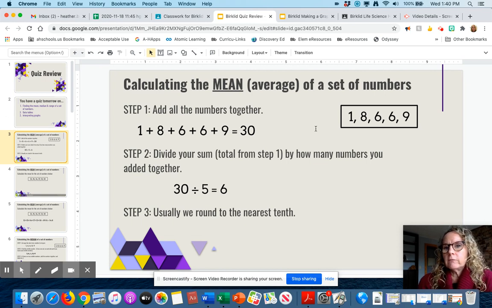So if this is our set of numbers, we're going to add the 5 numbers together, and that gives us 30. Then since we had 5 numbers, we're going to divide by 5. So 30 divided by 5 equals 6. If this had been a decimal, we would round to the nearest tenth in science class. So we add them up.